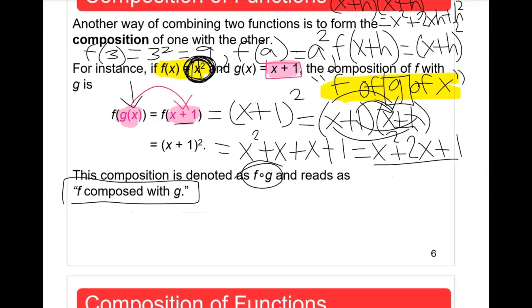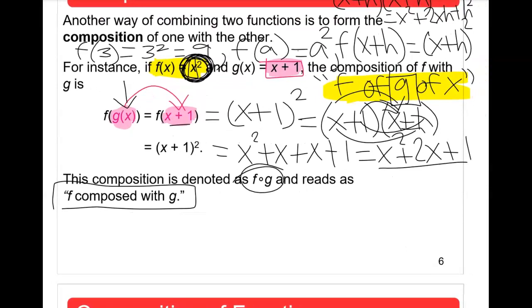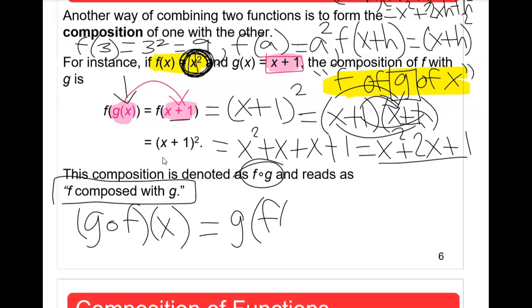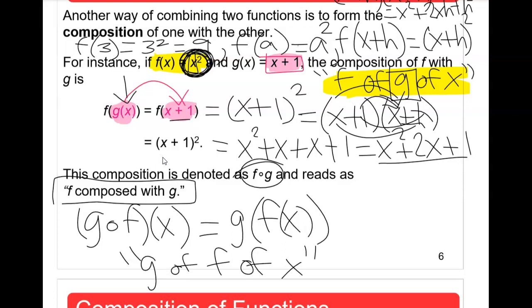Now, we could also compose one function into the other. So we could say g of f of x. And what that means is that we will have g, and then f of x will be inside the function g. So that will be read as g of f of x, or it could also be read as g composed with f.